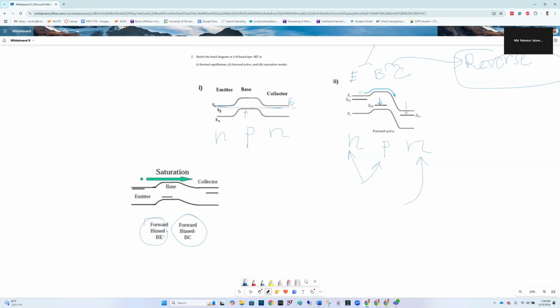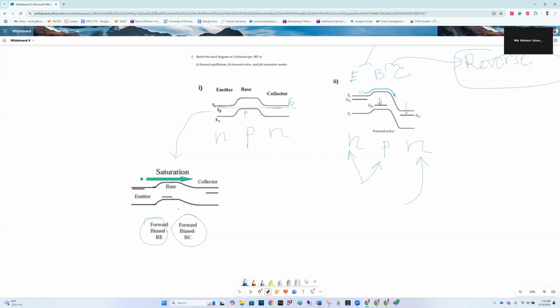We know that if we apply forward bias in a PN junction, the barrier height will be reduced. And here in both PN junctions, we have applied forward bias. That's why the barrier height is reduced compared to the thermal equilibrium and no bias case. So this is the saturation region.